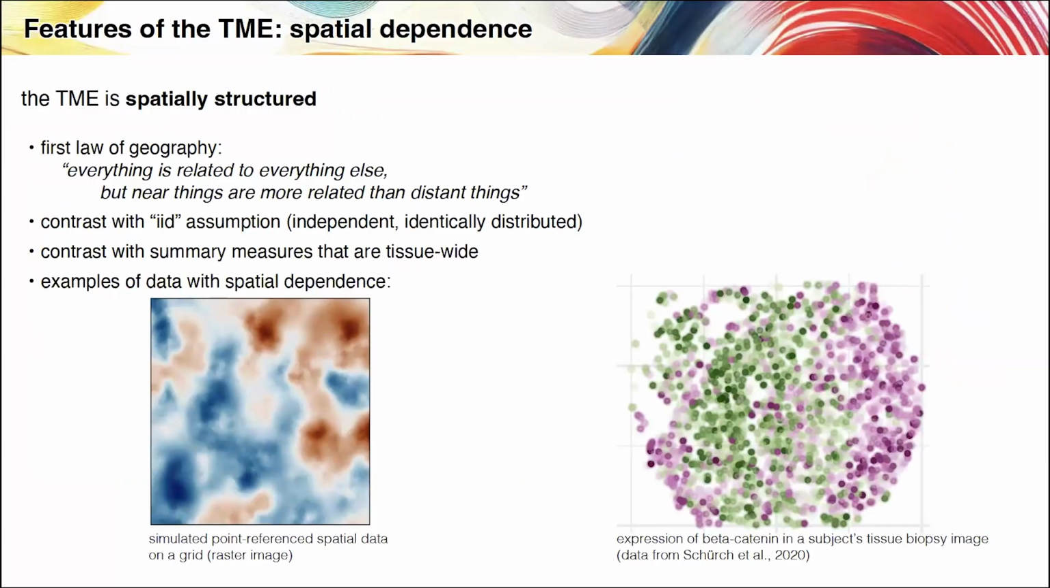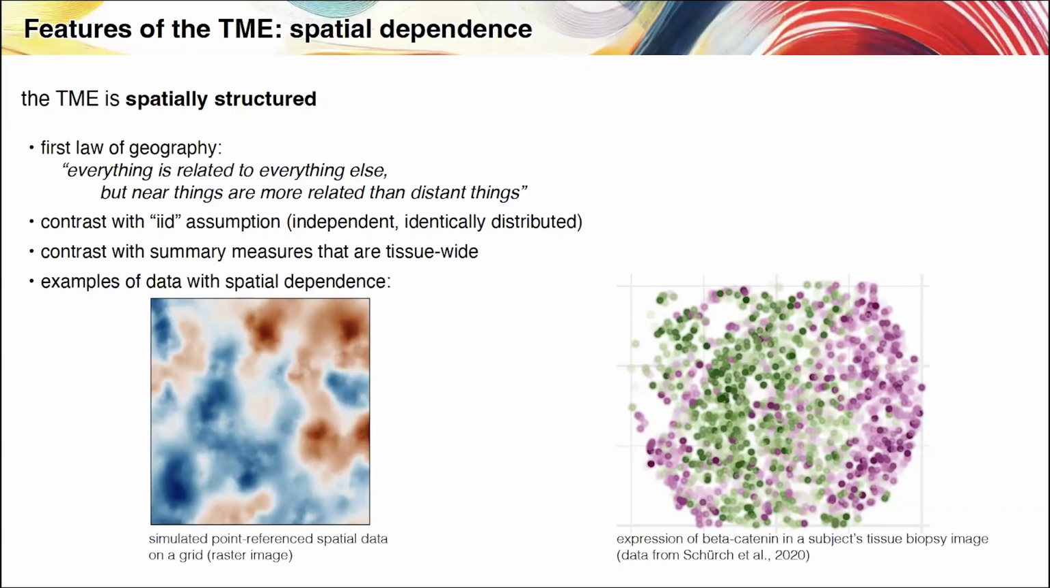The first thing is that the TME is spatially structured. Here on the right, I have an example from an actual TME image in which you see the expression of some protein, and we see some spatial structure. What do I mean? In statistics, spatial structure is essentially the idea that everything is related to everything else, but near things are more related than distant things. If you look at this image, for example, this is a simulated spatial data set. Things are pixels, and pixels that are close to each other are more similar than pixels that are far from each other. That's essentially what we mean.